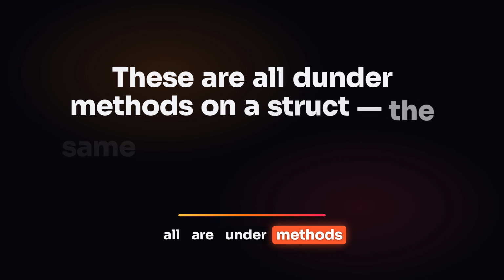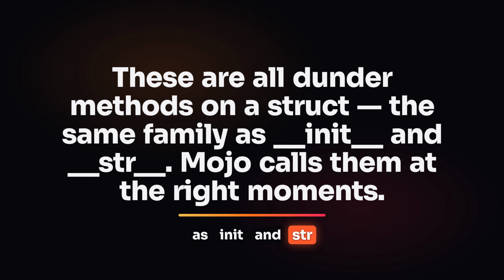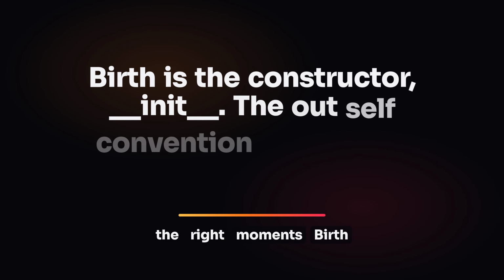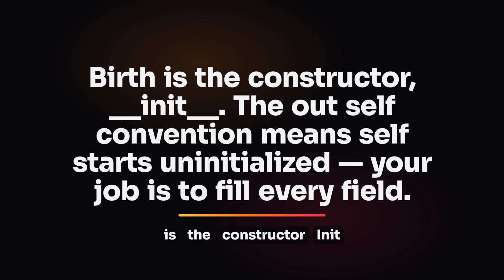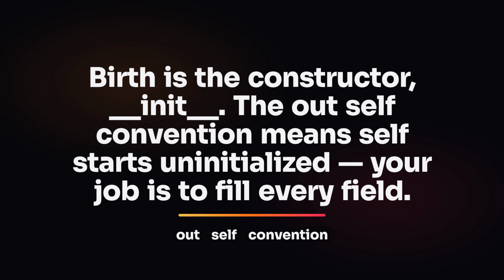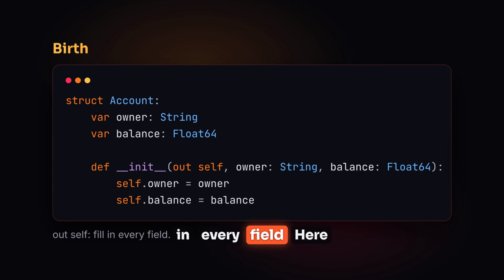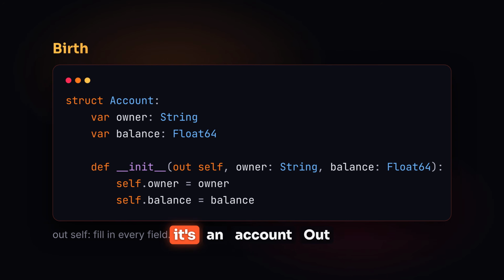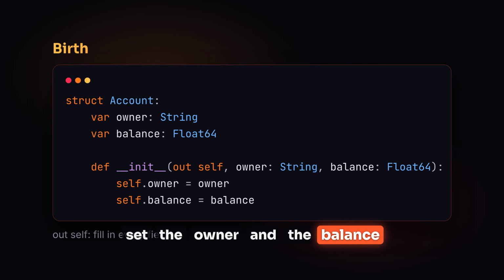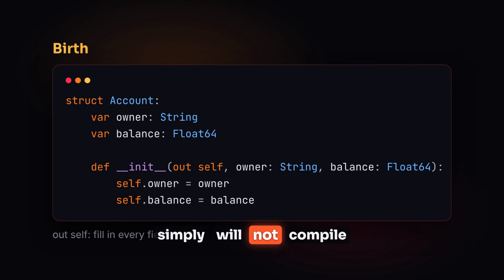These are all dunder methods on a struct, the same double underscore family as init and str. And Mojo calls them for you at exactly the right moments. Birth is the constructor, init, you already know this one. The out self convention means that self starts uninitialized and it's your job to fill in every field. Here it's an account: out self, then we set the owner and the balance. If you forget to initialize a field, your code simply will not compile.